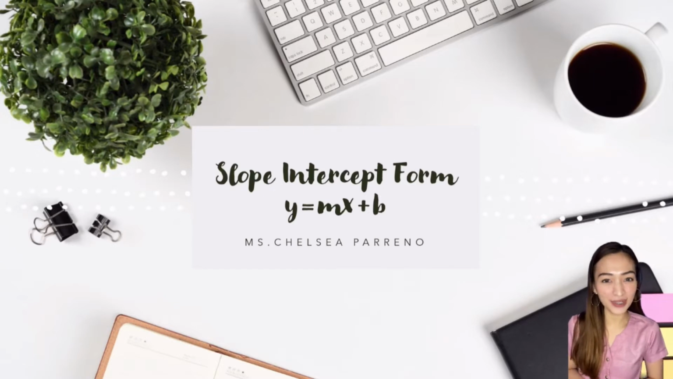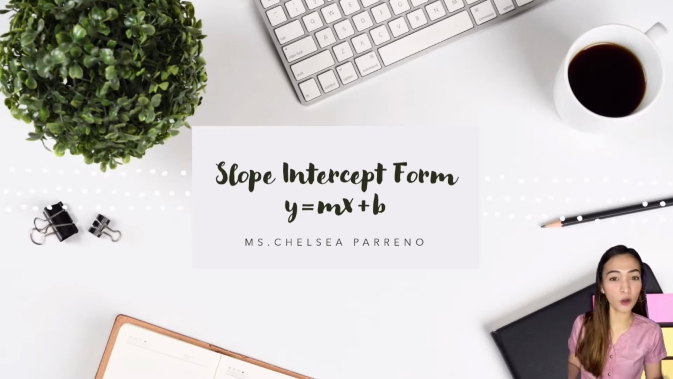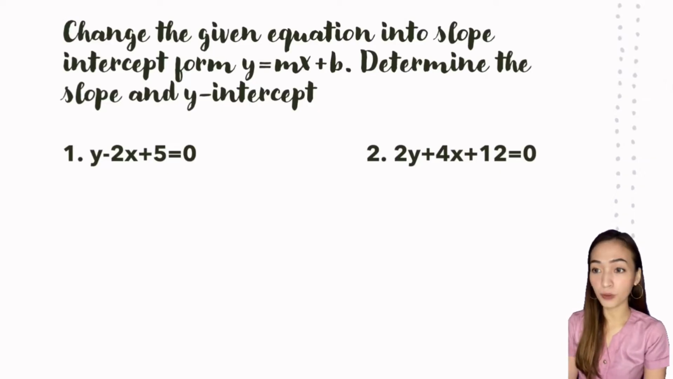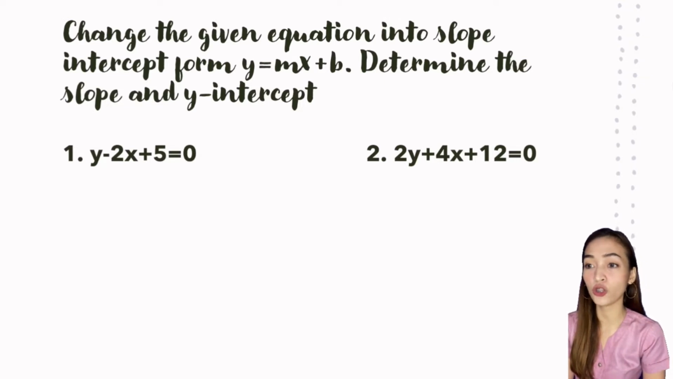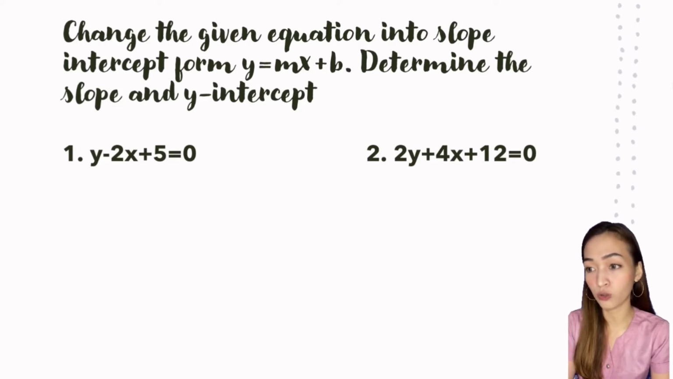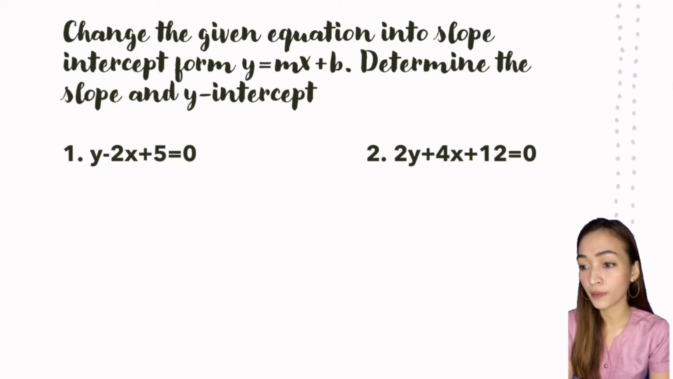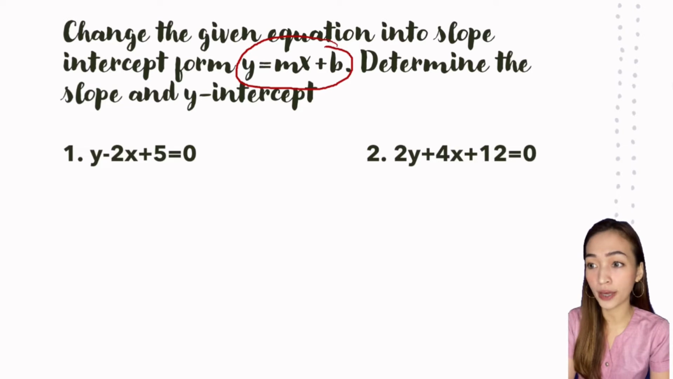For today's video, we're going to discuss the slope-intercept form, y equals mx plus b. For our example, we have here: change the given equation into slope-intercept form y equals mx plus b. Determine the slope and y-intercept. For number 1, we have y minus 2x plus 5 equal to 0. Now let us change this equation into slope-intercept form y equals mx plus b.